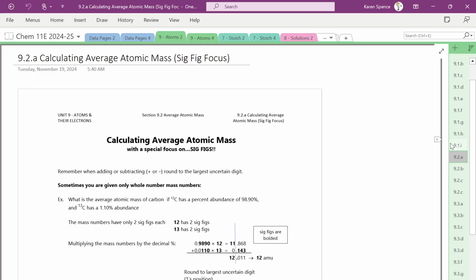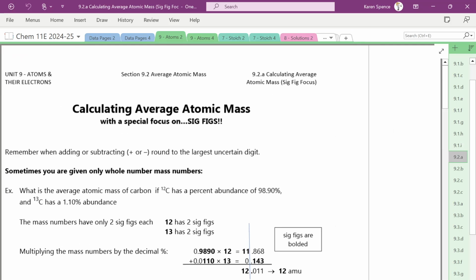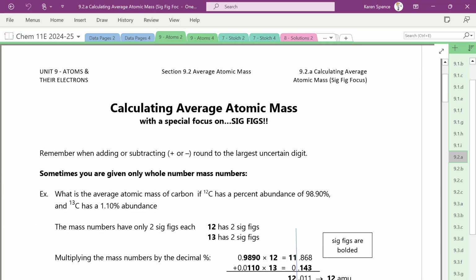Just before 9.2b, how did you guys do with calculating average atomic mass? That was review from the summer. It was assigned 2 days ago. Thumbs up, thumbs down, thumbs in the middle, or I don't know because I didn't do it.